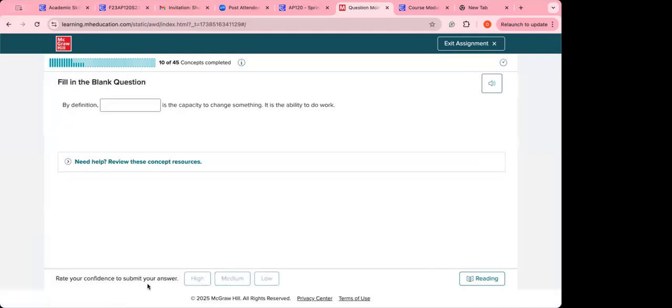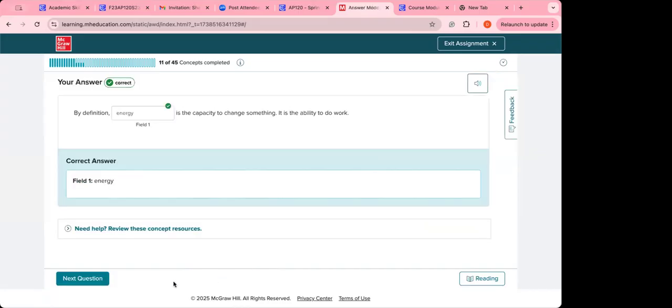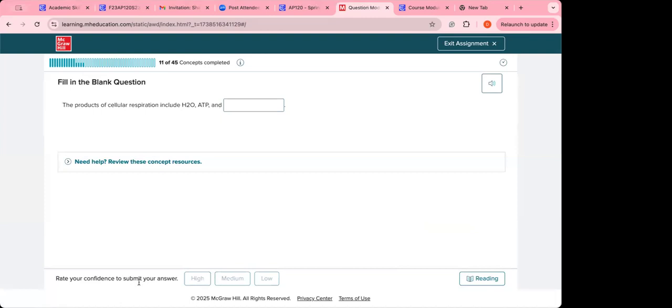By definition, blank is the capacity to change something. It is the ability to do work. Okay, so now it's fill in the blank. What is that word for the ability to do work? Would it be energy? Energy, right. Energy is the capacity to change something. Very good. The products, okay, here they're asking it in a different way. The products of cellular respiration include H2O, ATP, and what?